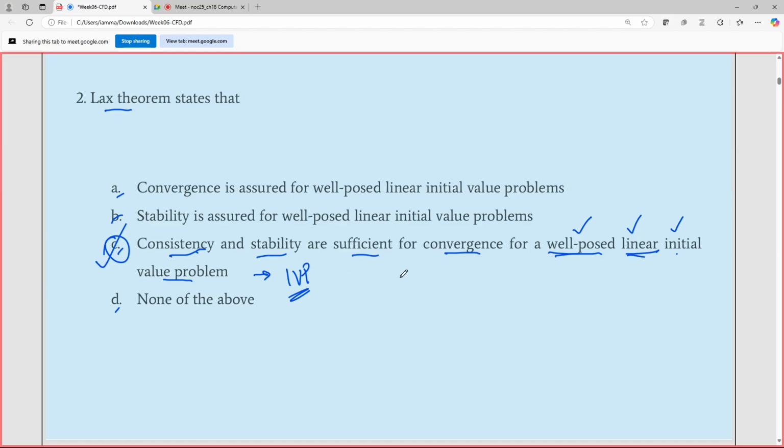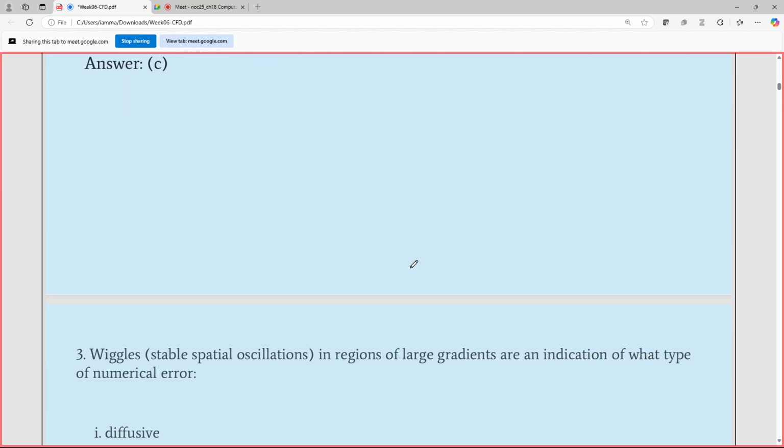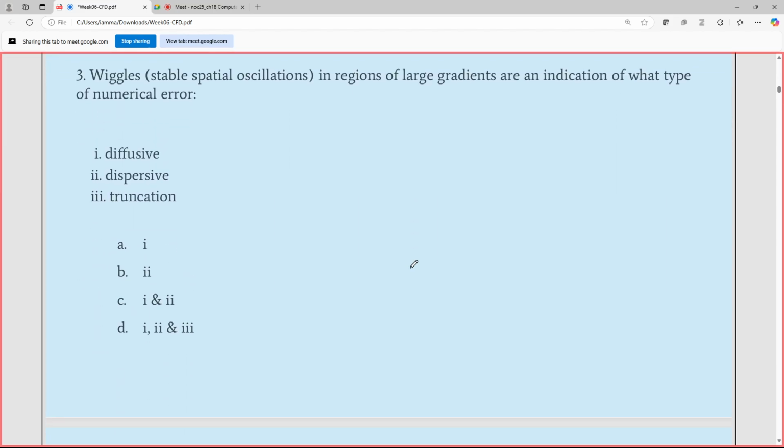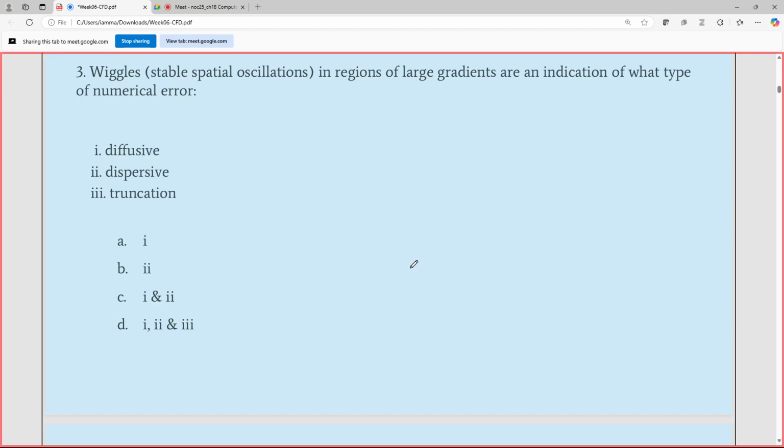Hope that is understood. Let's move on to the next question. Next question, question 3.